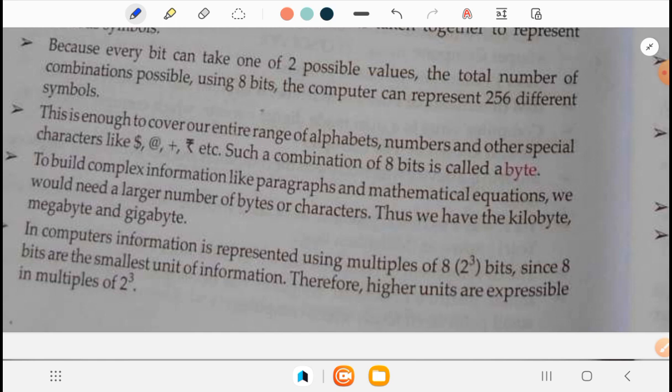To build complex information like paragraphs and mathematical equations, we would need a large number of bytes or characters. Thus we have the kilobyte, megabyte, gigabyte. In computers, information is represented using multiples of 8, that is 2 to the power 3 bytes. Since 8 bits are the smallest unit of information, higher units are expressed in multiples of 2 to the power 3.